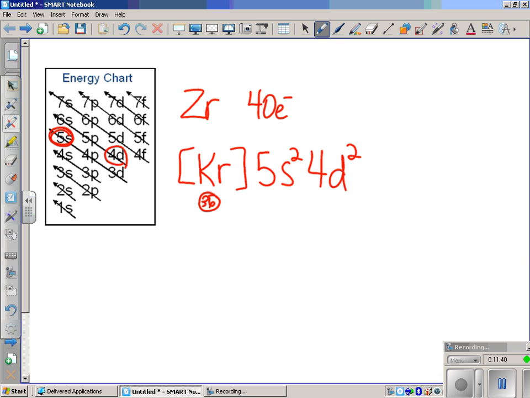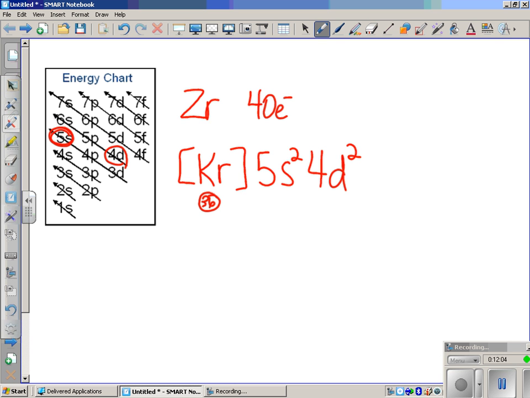Okay, it's a lot better than writing zirconium out. If you had written the full electron configuration for zirconium, it would have been 1s2, 2s2, 2p6, 3s2, 3p6, 4s2, 3d10, 4p6, 5s2, 4d2. The abbreviated one sounds pretty awesome, doesn't it? Yeah, I agree. Let's try another one, just so that you can have another practice.